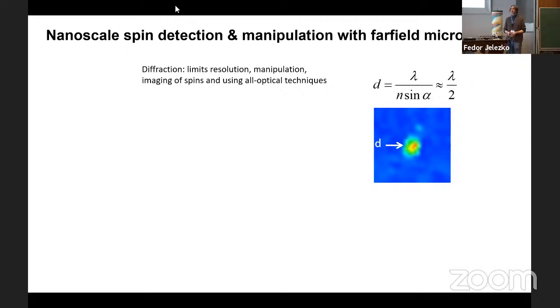Once you have two emitters that are spaced closer than the wavelength of light, then the Abbe criterion of resolution in optical microscopy tells us that you cannot resolve them anymore. The resolution limit is typically given by the wavelength of light divided by an optical parameter called the numerical aperture, which will not be larger than 1 or so, and the refraction index of the material. It's about lambda over 2, about 300 nanometers for visible light.